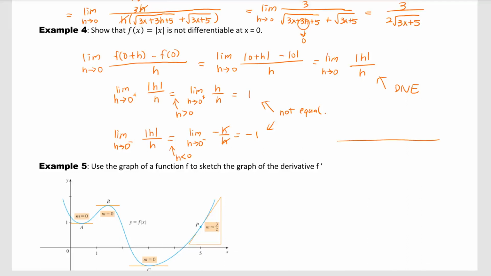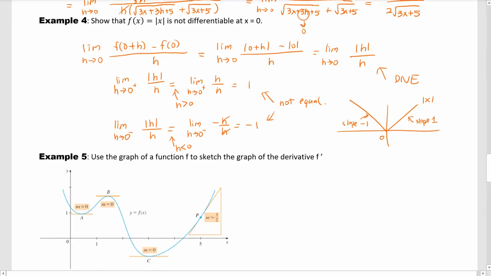We can draw the picture of the absolute value of x, what it looks like. This is the picture of the absolute value of x. You can see on the left-hand side, the slope is negative 1. On the right-hand side, the slope is 1. You can see they don't match at 0. So that's why it's not differentiable at the point 0. So far, so good, everybody?